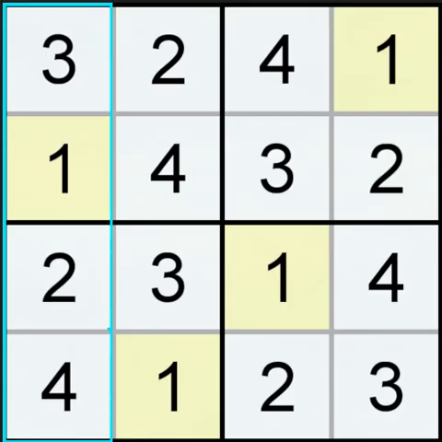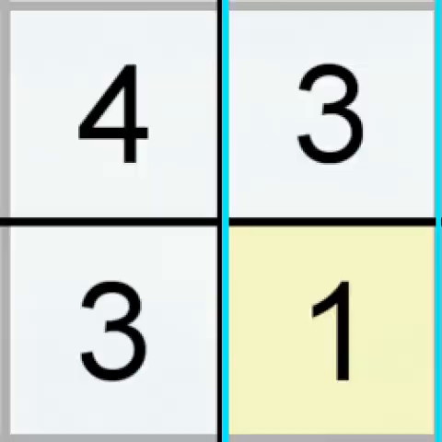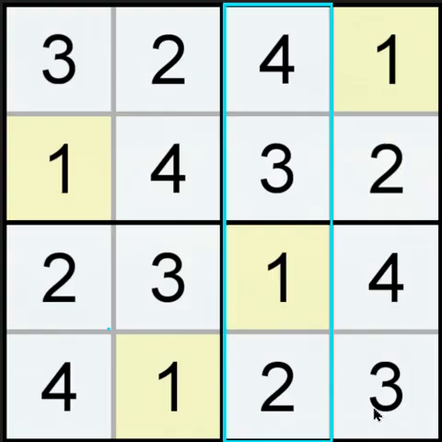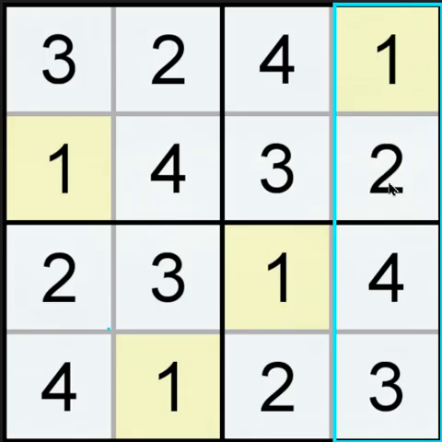Every column has the numbers 1, 2, 3, and 4. Column 1, 1, 2, 3, 4. Column 2, 1, 2, 3, 4. Column 3, 1, 2, 3, 4. Column 4, 1, 2, 3, 4.